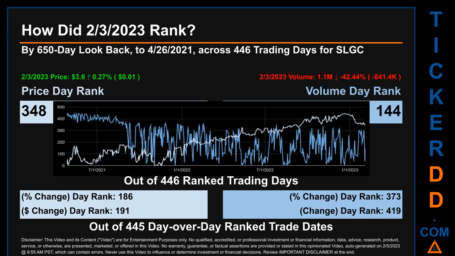The line graph overlays price and volume's daily ranking, as shown respectively in light versus dark blue, across those target trading days. In this view, essentially the dips are good whereas the spikes are bad. The price's day over day percentage change, jumping 0.27% on the 3rd of February 2023, had a day rank of 186, while its dollar difference of 1 cent had a rank of 191 when compared day over day across 445 trading days. Volume's percentage change and difference were ranked respectively at 373 and 419.